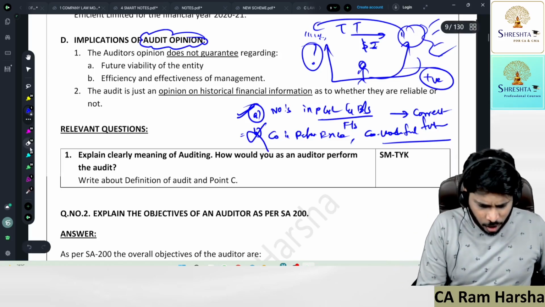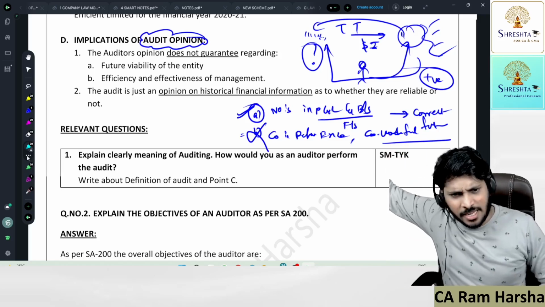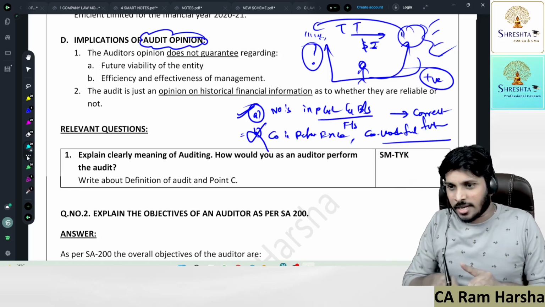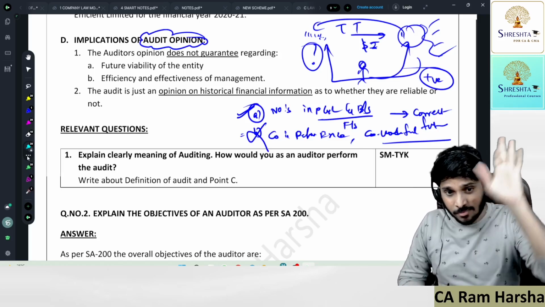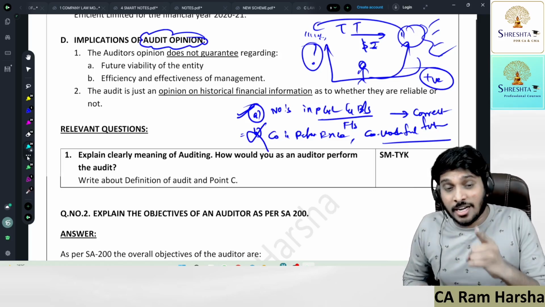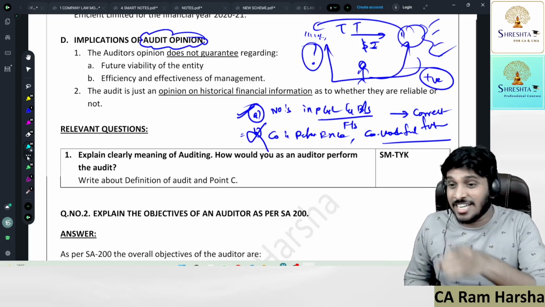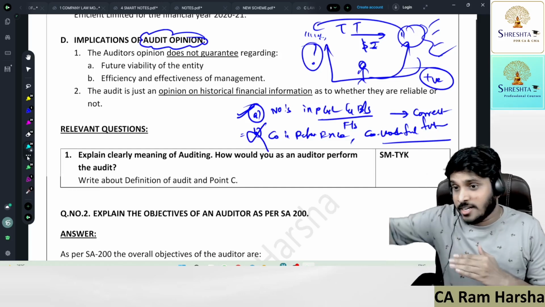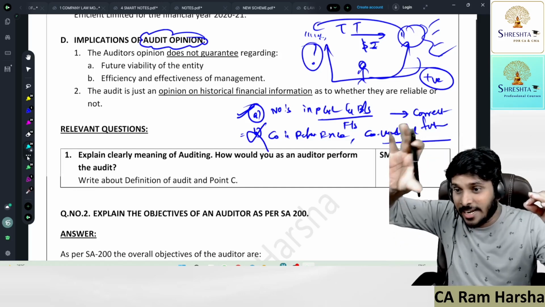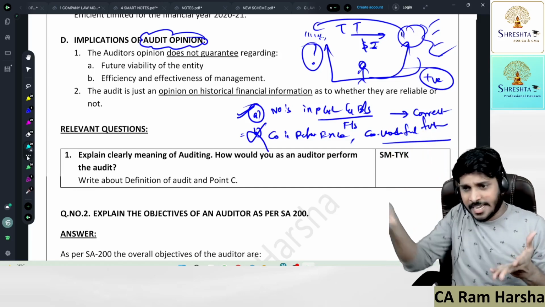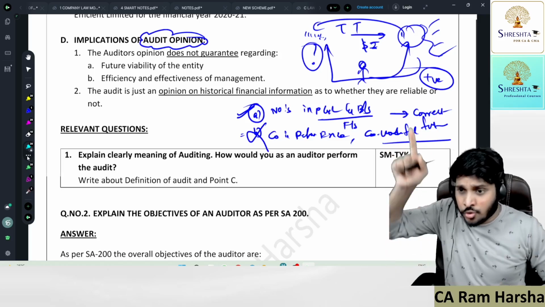Now tell me, will auditor opinion guarantee anything about the future of the company? No, sir. Auditor only talks about the numbers, which are a result of past transactions and events. Tell me financial statement definition. Structured representation of historical financial information. Yes or no? So auditor verified that old data, books of accounts, transactions, events, and that final result, trial balance, balance sheet, P&L, and he came back and told it is correct or incorrect. That's it. Is there anything that auditor is saying about the future of the company?